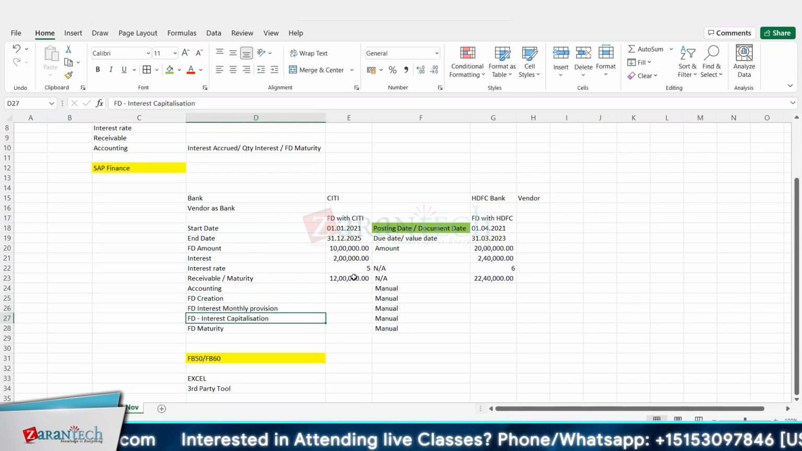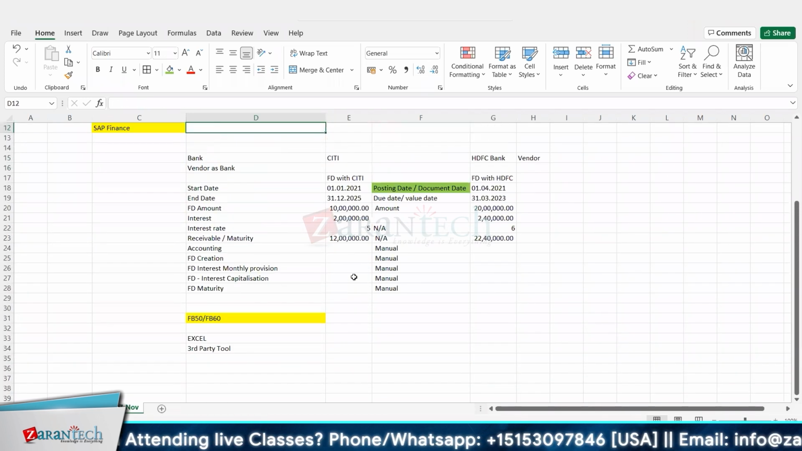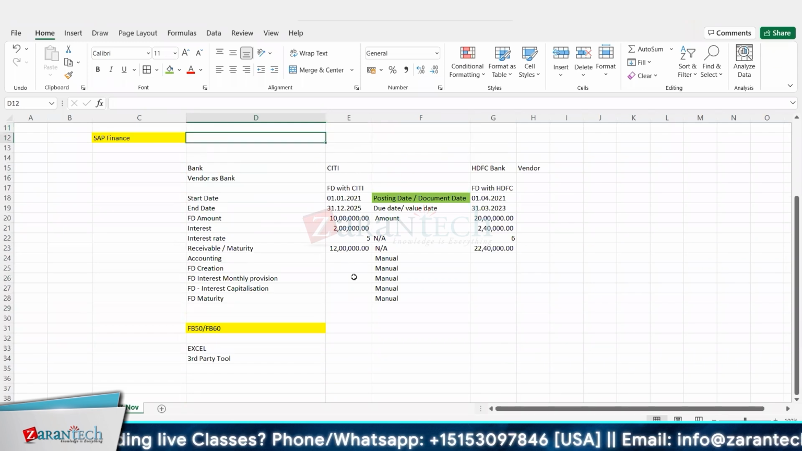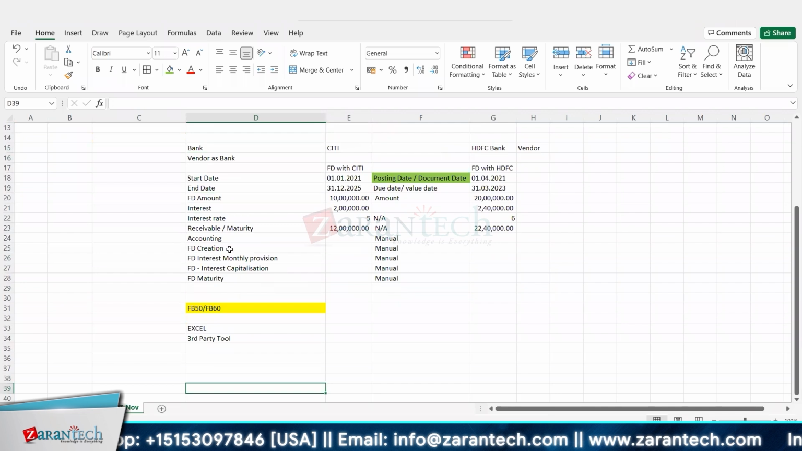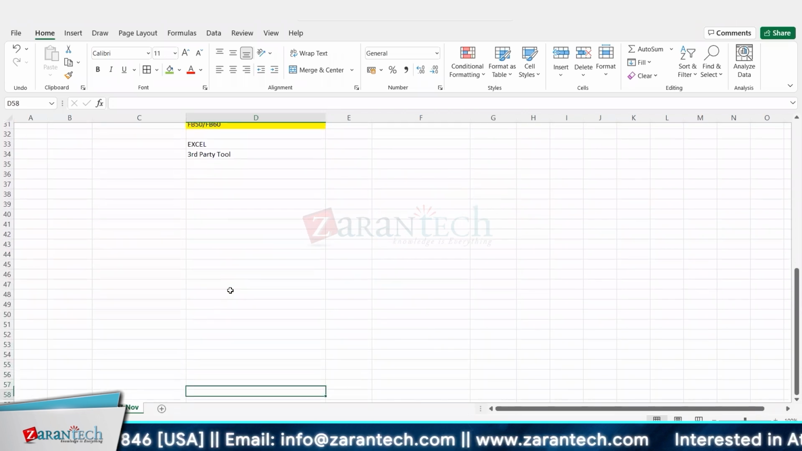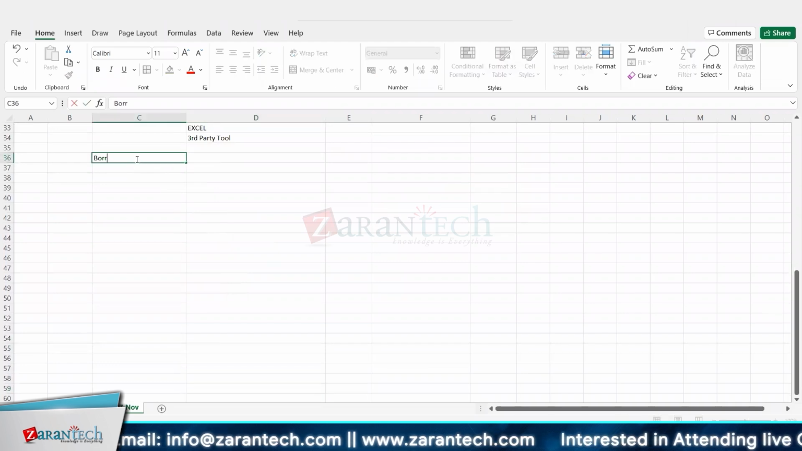Is it clear why we need this treasury module? I'll take another example. I'm teaching you the business process: you have understood what the fixed deposit is, what information is required, and what the accounting touch points are. Now I'll take another example. I'll take the example of one borrowing.